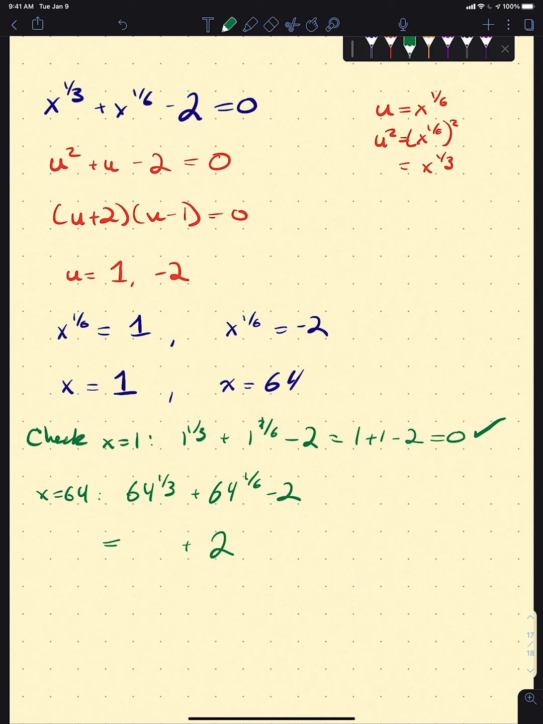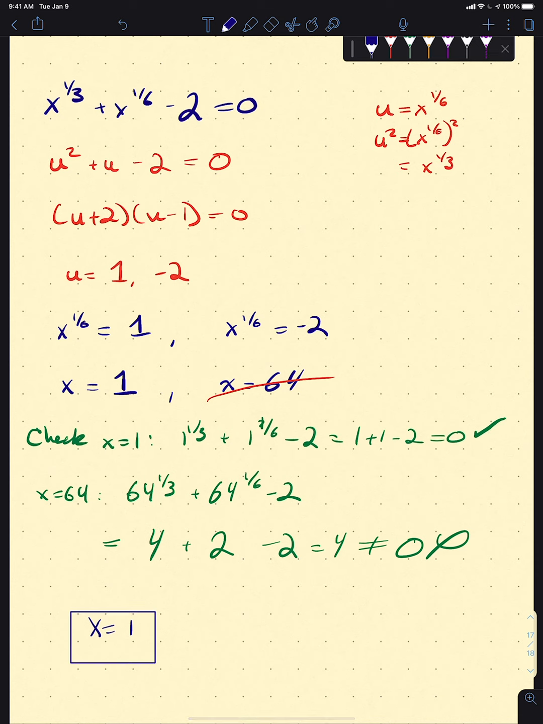And this is all in green. So 4 plus 2 minus 2 equals 4, which does not equal 0. So, it turned out x equals 64 is a false solution, and our solution to this equation, by transforming it into a quadratic, is x equals 1.